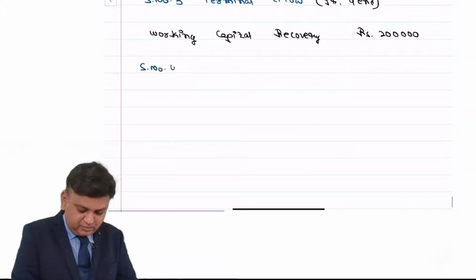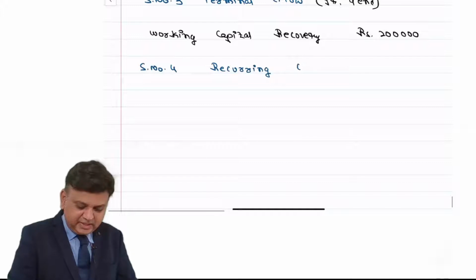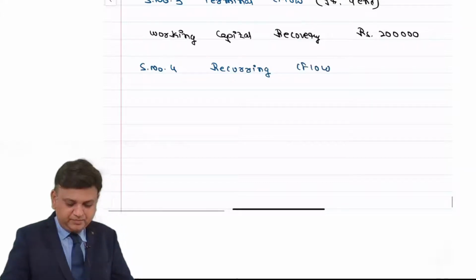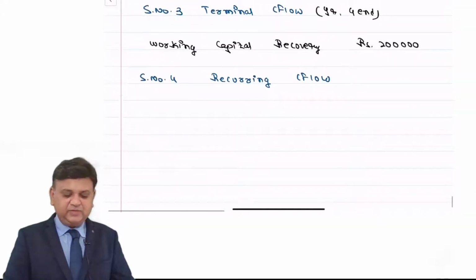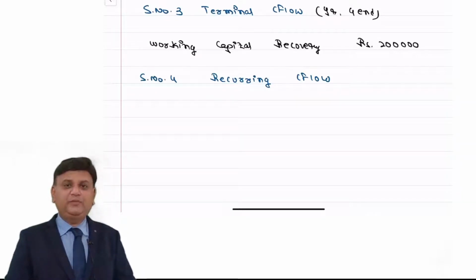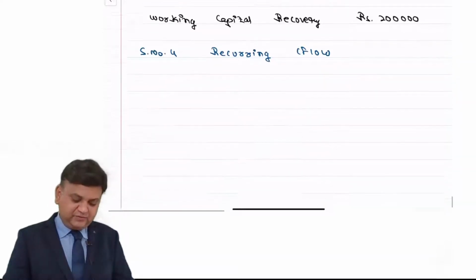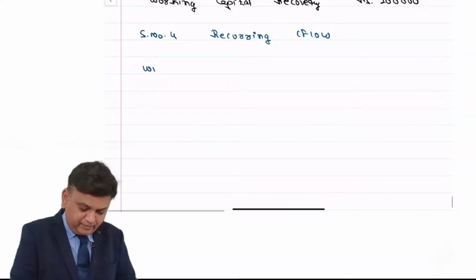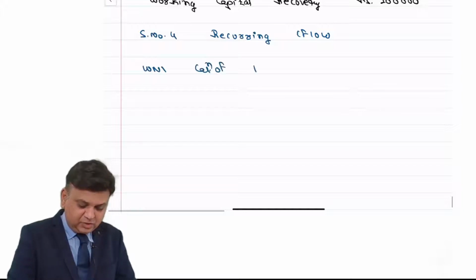Step number 4, recurring cash flow. Dear students, in terms of the recurring cash flow, again, first of all, we'll prepare the working note for profit before depreciation and taxation, and then we'll make the calculation of the CFAT. Working note number 1, calculation of profit before depreciation and taxation.